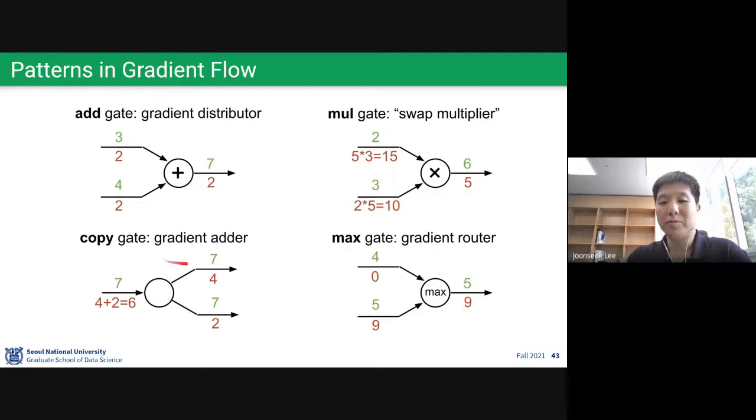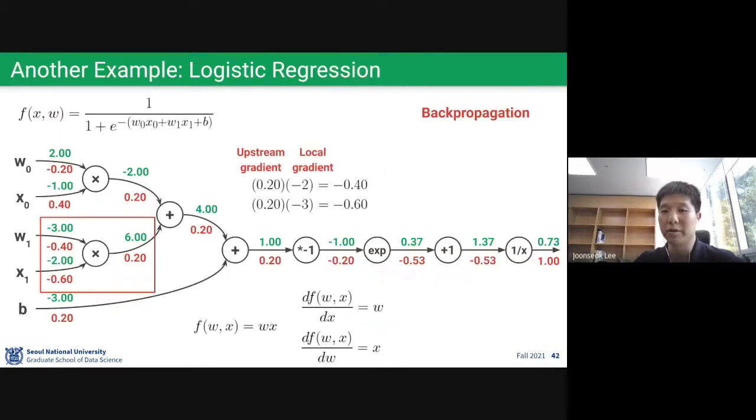And the copy gate is actually the opposite of this. The gradients are coming from different directions and they are merged, so the gradient is summed. And for the max gate, the gradient goes to where the max value came from. Here, we had 4 and 5, and we took 5 because it was larger, so the gradient goes through that way. These are just a summary, and you can practice with actual examples like the previous example.